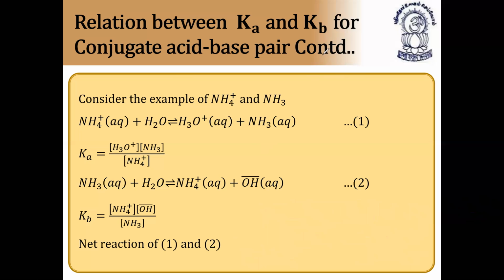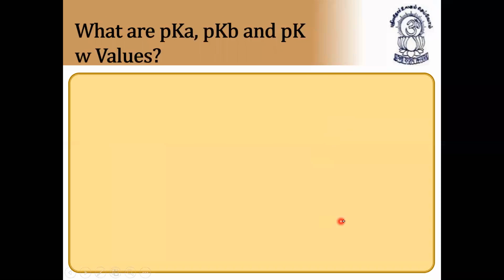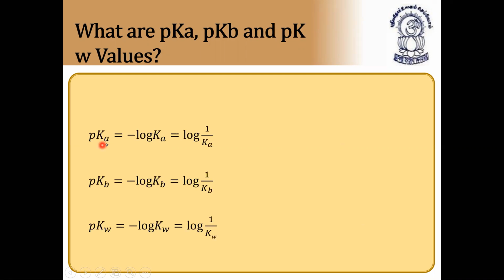Next continuation. What are pKa values and pKb values? pKa is always equal to the negative logarithm of Ka, and pKb is equal to the negative logarithm of Kb, which is equal to log of 1 by Ka, log of 1 by Kb, because minus log A is equal to log 1 by A. And pKw is equal to minus log Kw, which is log 1 by Kw, and always pKa plus pKb is equal to 14.